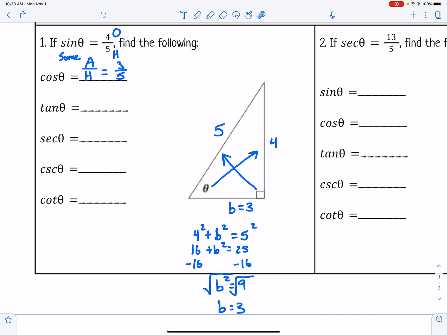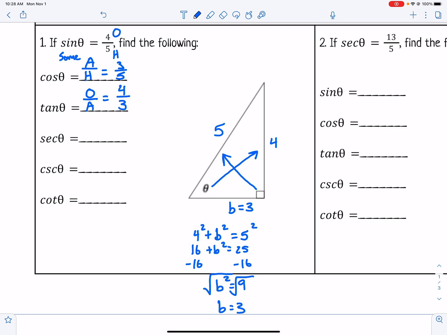Then tangent of theta. So tangent is tripping over apples. So over is opposite of theta, so that would be 4. Then apples is adjacent to theta, which would be 3. So over apples would be 4 is opposite of theta over 3, which is adjacent to theta.